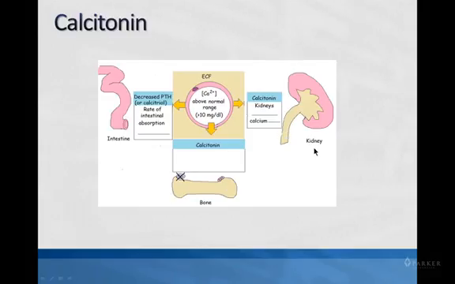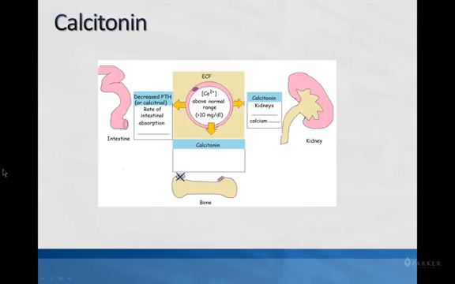It's going to have kind of the opposite effects that you saw with parathyroid hormone. So I don't have these ones filled in, but we'll fill them in. In the intestine, you're going to have decreased absorption of calcium, because when calcitonin is high, you're going to have less parathyroid hormone, and therefore you have less calcitriol. So when calcitonin levels are up, you have a decreased absorption of calcium across the GI tract.